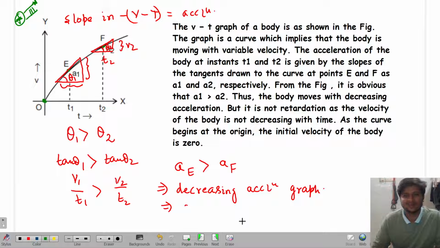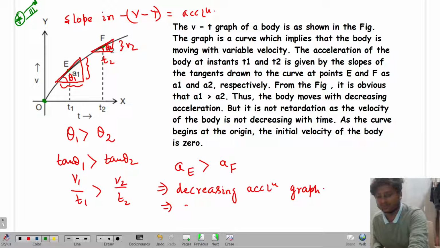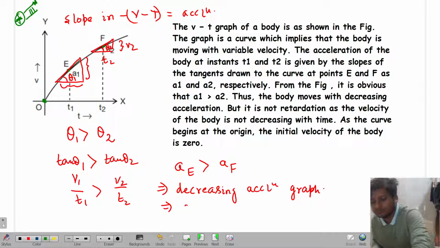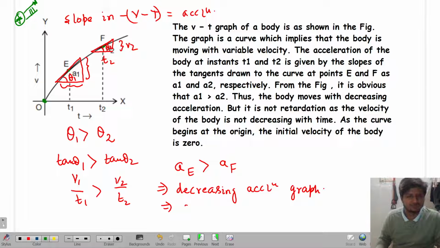Can anyone give me a real example based upon this particular graph? Only one example is there, and that is one of the most crucial examples. Think about it. Sir, roller coaster. Mm-hmm. Roller coaster. Kind of. Who said this? Roller coaster? Haha. No, Iraj or Nissan.